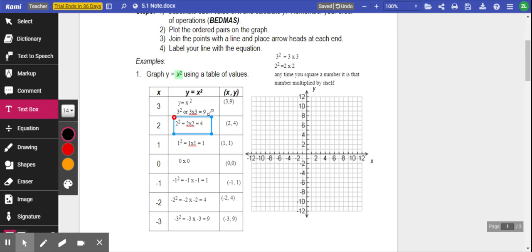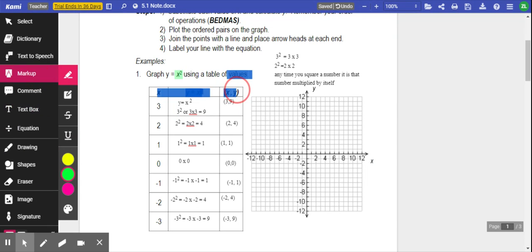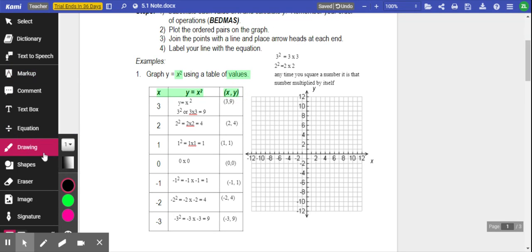So our job now is we've found our x and y coordinate values. Our job now is to plot these points on the graph. So if we go to 3 and 9, our first point will be there. Let's make it a little wider for you guys. So first point being there.